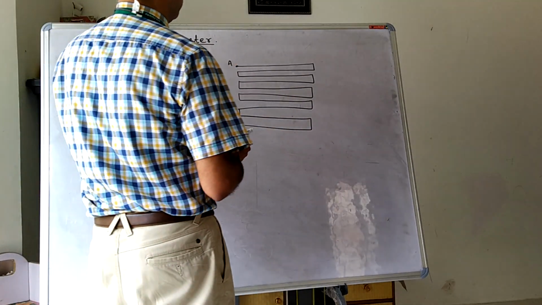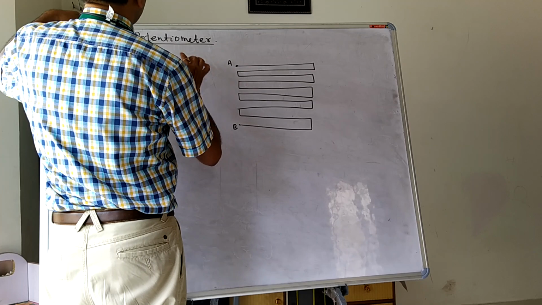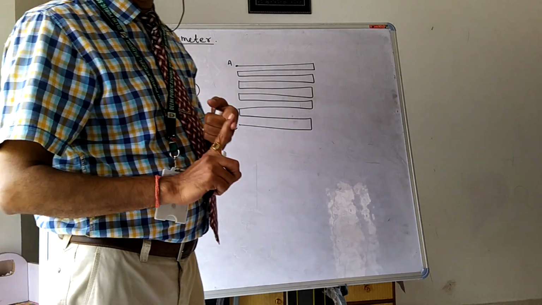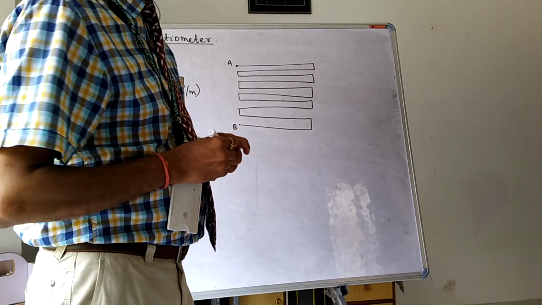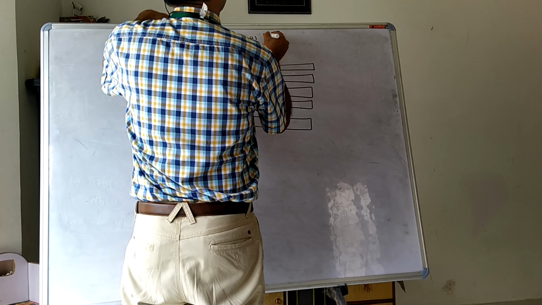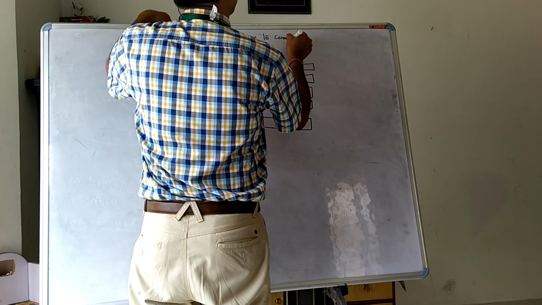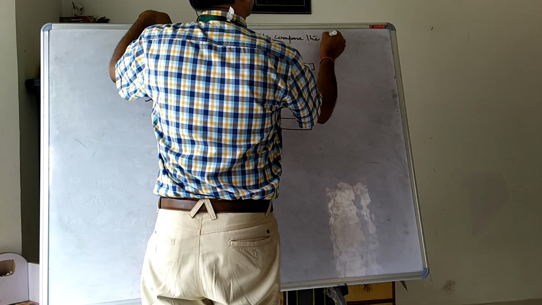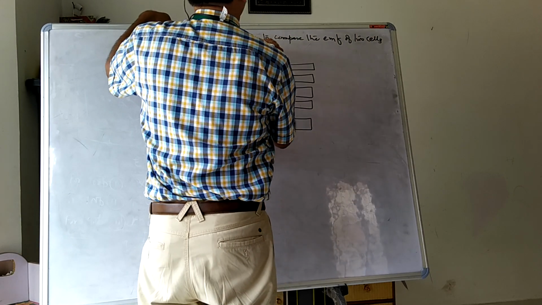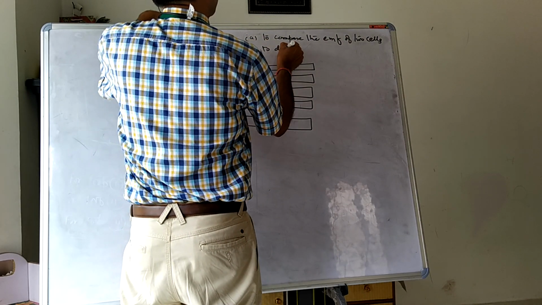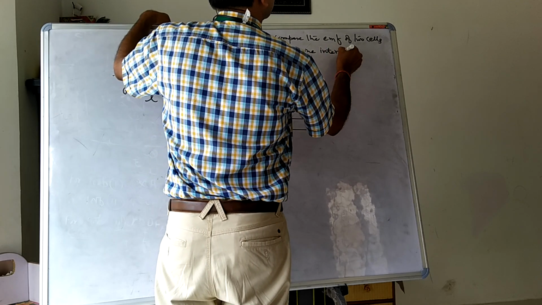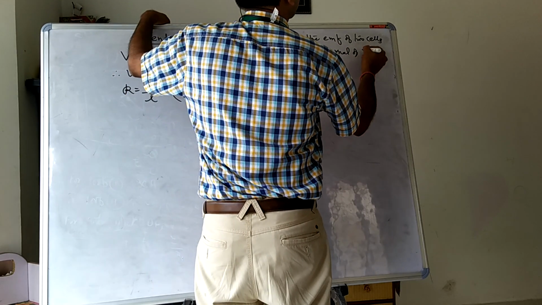In this case, the potentiometer is used for comparison of EMF and to determine the internal resistance of the cell. So what are the uses? To compare the EMF of two cells and to determine the internal resistance of the cell.